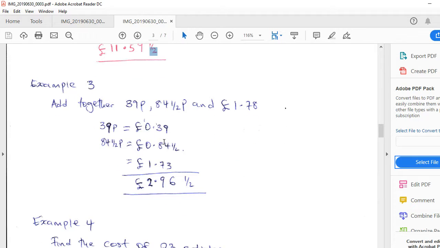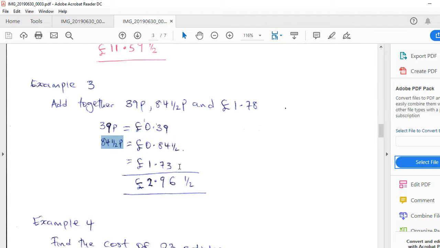Yeah. So the third example, it says add together 39 pence plus 84 half pence and 1.78 pound. Now here we're adding pence with the pound, so we need to be very careful. You need to look at the question and pay full attention. So now we're having 39 pence, which is equal to 0.39 pound, as earlier explained. Now, we're having 84 half pence, which is equal to 0.84 half pound, right? So as earlier explained, now we have 1.78 pound. So that remains the same.